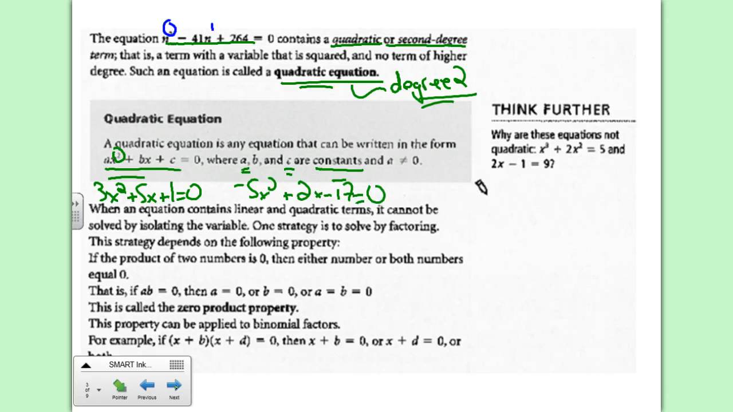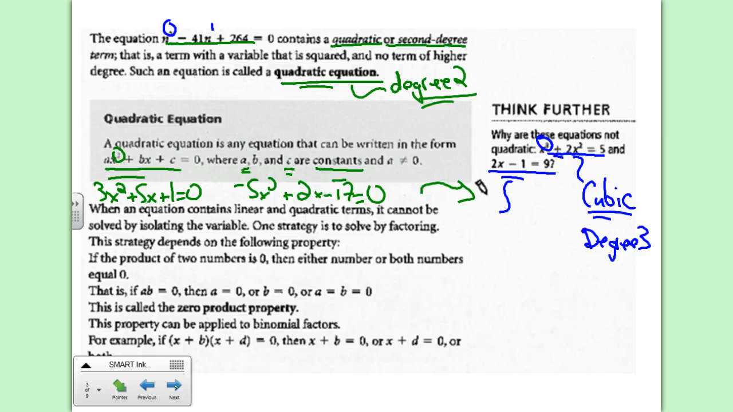So let's think further. If that really made sense, then tell me why these equations are not quadratic. Pause and come back. Why are they not quadratic? Well, you're back. I'm assuming that you understand the definition, and this is not quadratic. This equation is actually a cubic equation. Why? Because it is degree 3. Every type of equation has different skills that you need to factor it. We won't be able to solve that equation in Math 20. That's going to be a Math 30 problem.